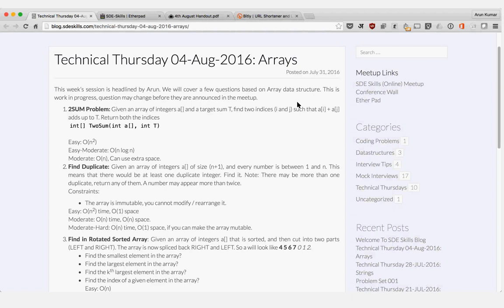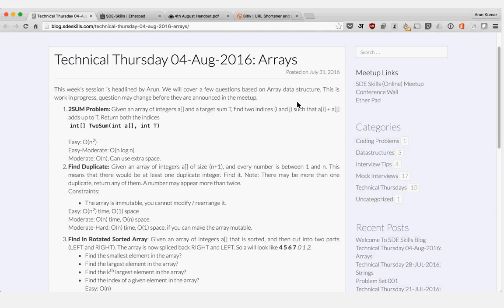Okay. Moving on. So, any one of you want to try the next one? Find duplicate. So there, it's all positive integers. There's an array of size n plus 1, and every number is between 1 and n. So that means at least one number extra has to be there.